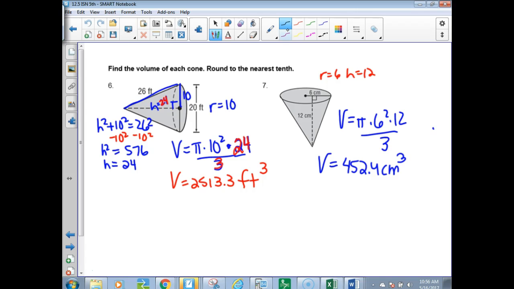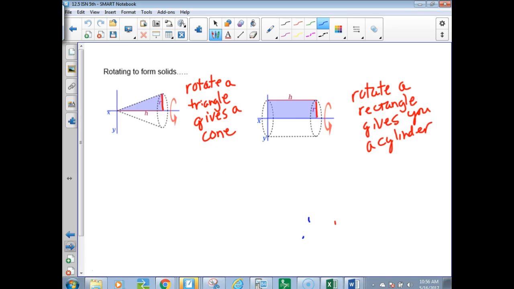All right, we have not quite finished our ISN for 1.5. The last thing we did was the volume of this cone yesterday. And we also wanted to add in what you get when you rotate a figure around an axis. So rotating to form solids, if you rotate a triangle to form a solid, you're going to get a cone. If you rotate a rectangle, it will form a solid that is a cylinder.